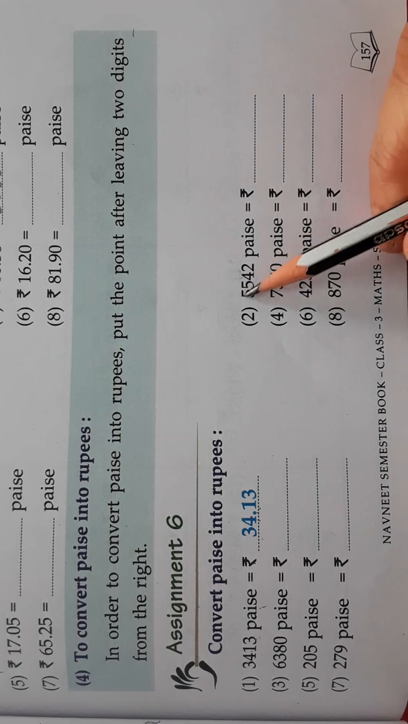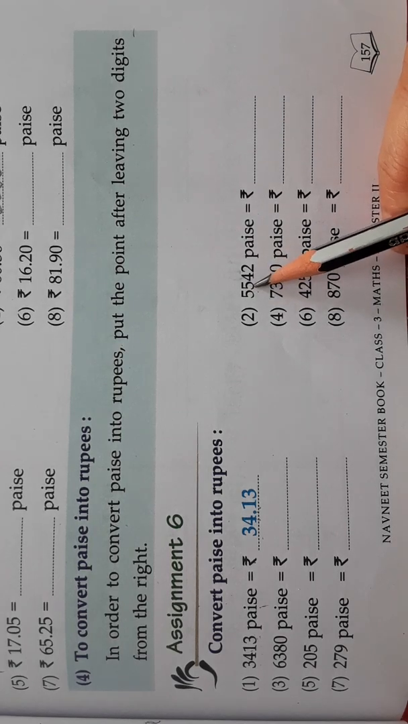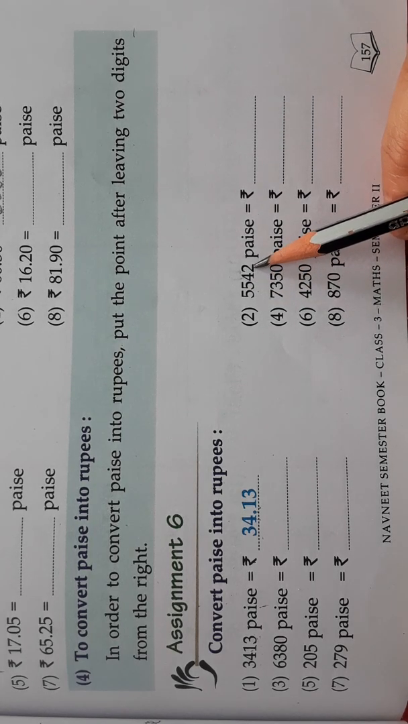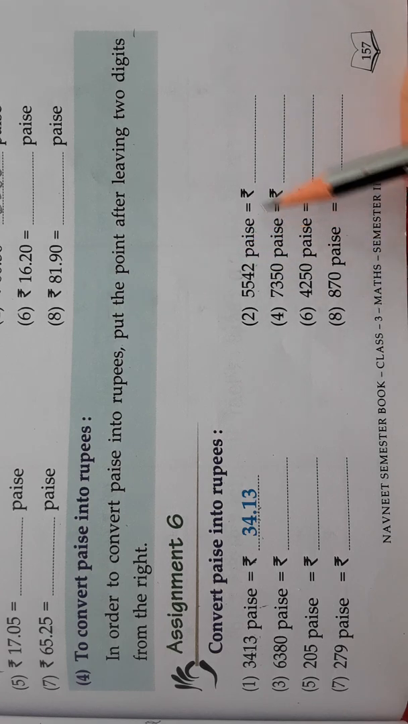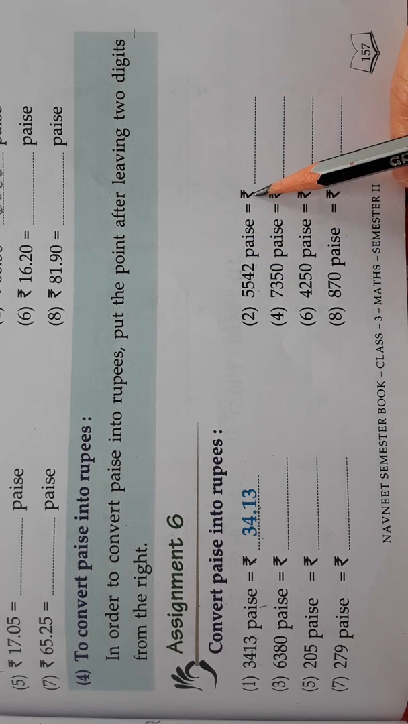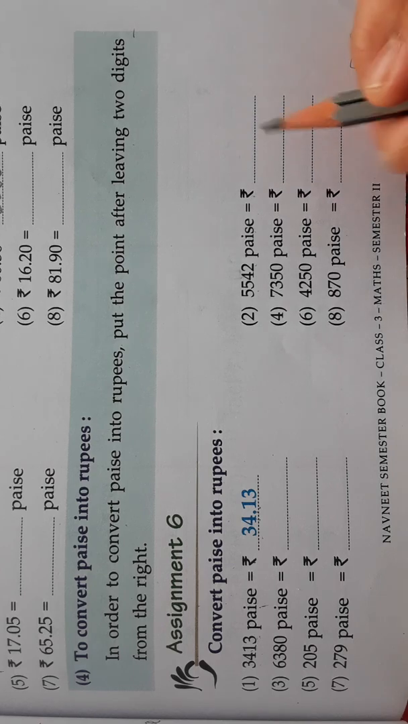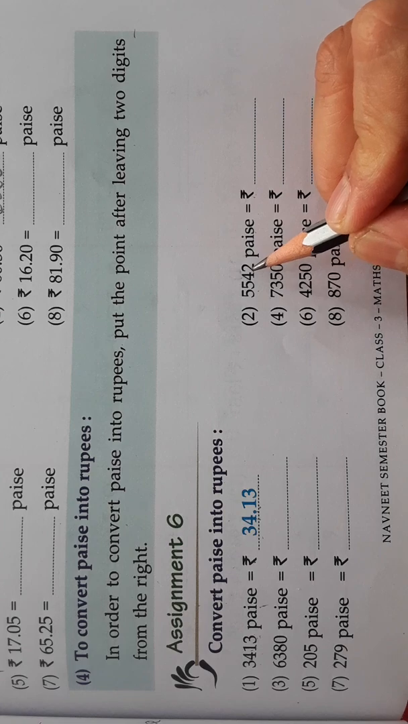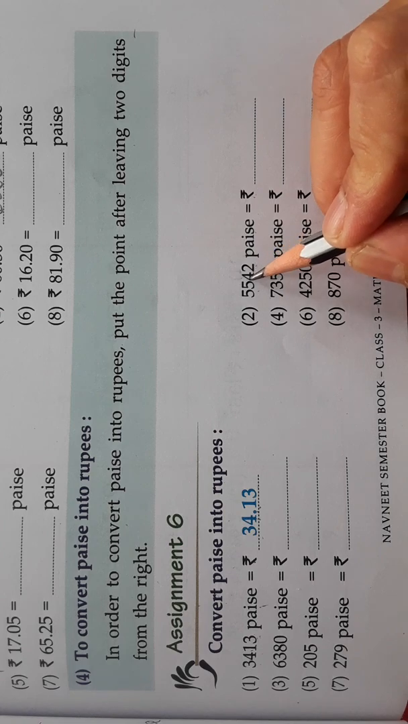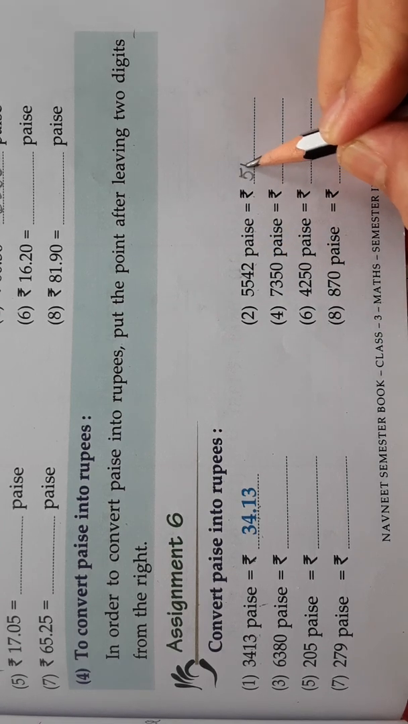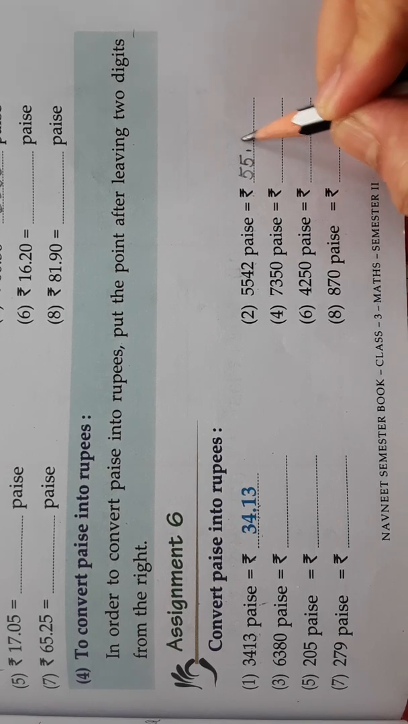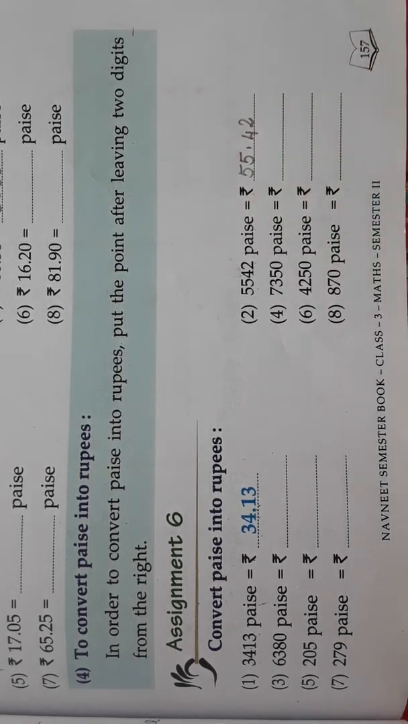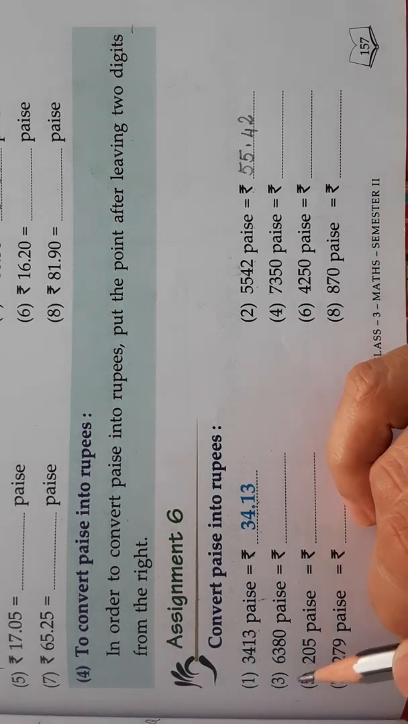Come, we'll do the second sum. See, 5,542 paise. Convert this paise into rupees. So, write a rupees symbol. It is already here, rupees. What we should do? We should put a point after leaving 2 digits from right. So, it will be 55 rupees 42 paise. Understood children? Come, we'll see the third sum.